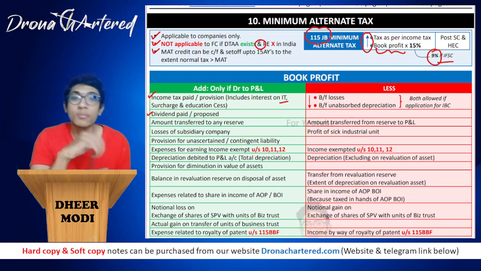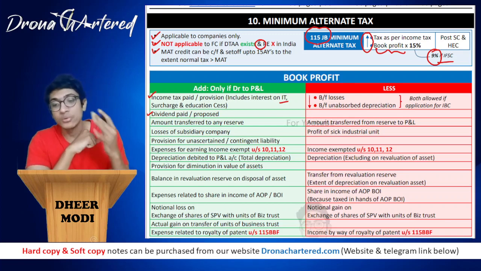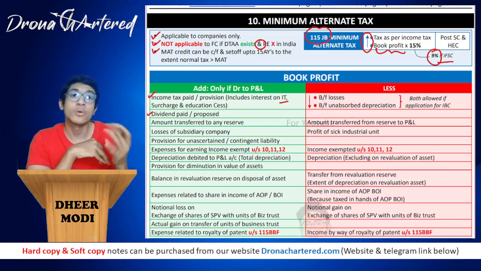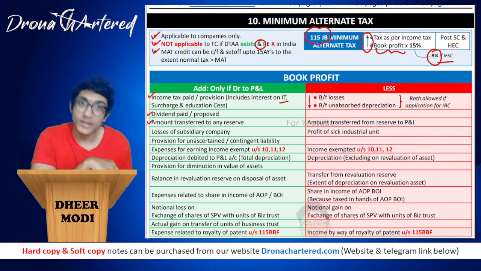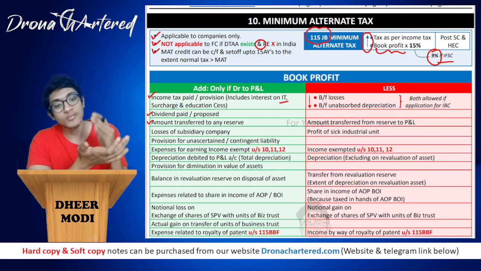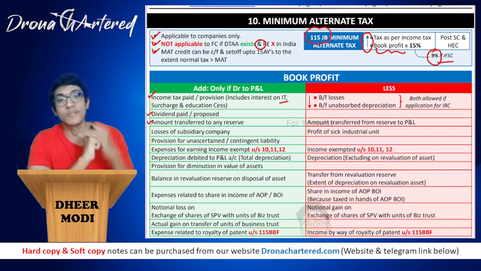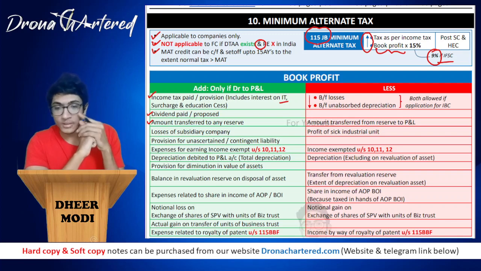Any dividend paid or proposed, if it has been subtracted from your P&L, you have to add it back, because this is not an expense. This is an appropriation of profits. Any amount transferred to any reserve is also not an expense. This is a transfer to another reserve, because you have actually earned this income. Therefore, income tax makes you add this amount back.